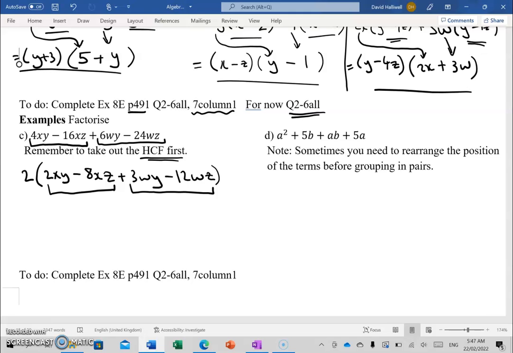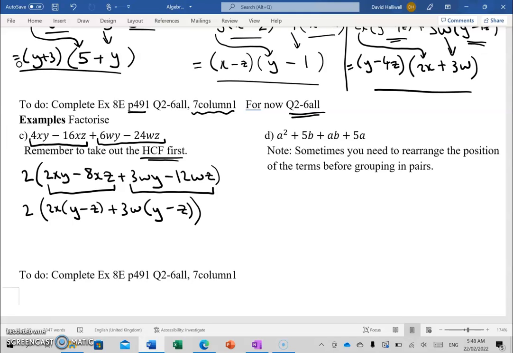So, first pair here, I can take out 2x, and that would leave me with y take z. I'm just going to write the 2 out the front with the open bracket. And then for this back bit here, I've got 3 and 12. The highest times table that has 3 and 12 is 3. And are there any letters common? Yes, there's w, so it'll be y take z.